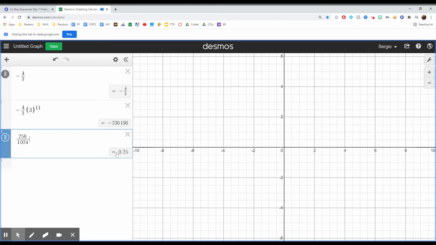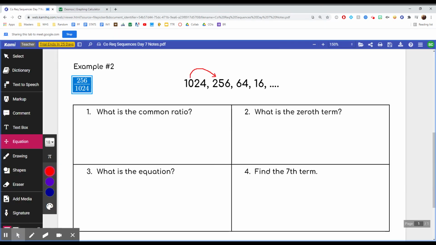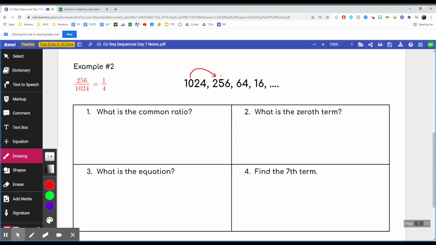That is the decimal point, but I don't want my answer to be a decimal. I want a fraction. So I'm going to click here to get the equivalent of that in fraction form, which is 1/4. Okay, so that's what I'm going to type here. It's equal to 1/4. I'm going to do the same thing. What do I do to 256 to get to 64? Okay, so I'm going to divide 64 by 256. Just to make sure.